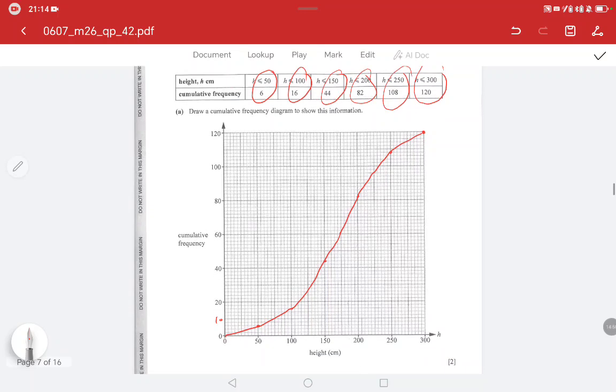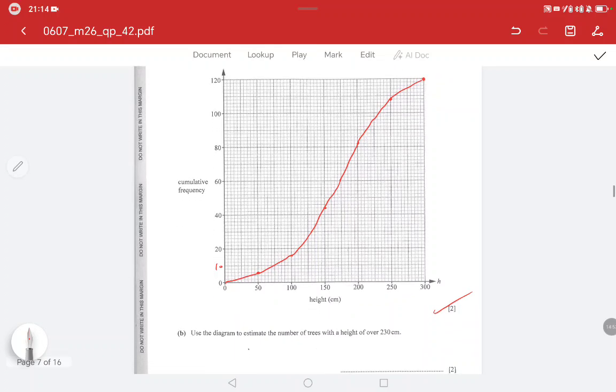This is the curve. You've got 2 points. Now use the diagram to estimate the number of trees with a height of over 230. Number 1, they are talking about the height. So 230, the height is here on the x-axis. So what is over 230?